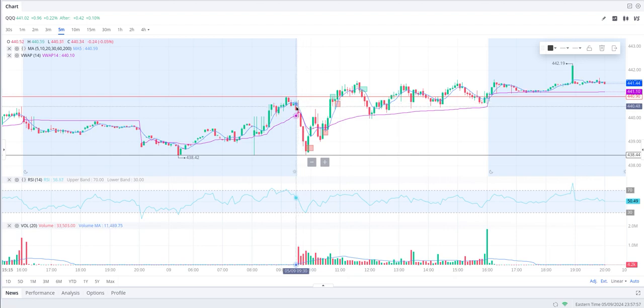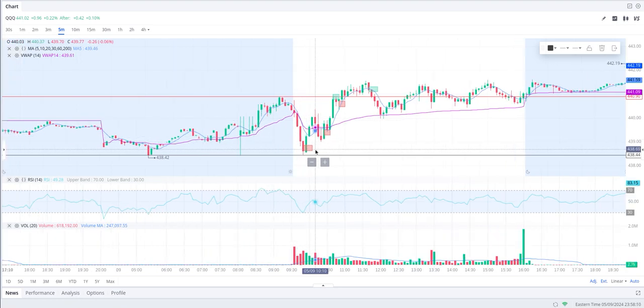So here's the open, 6:30. And this is 6:50. So 20 minutes. Yeah, 20 minutes. It sold off, right? So why I entered this first trade? Let me turn this off.